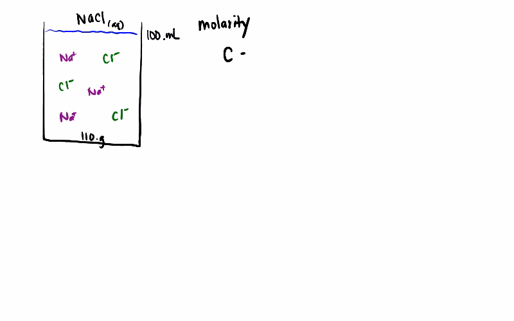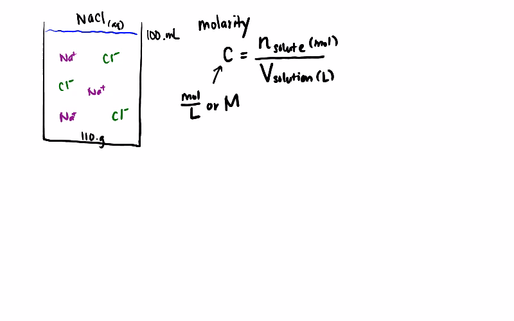The molarity of the solution has the symbol C. And what you do to calculate the molarity of the solution is you take the moles of solute and you divide it by the volume of the solution in liters. This will give you a concentration that has the unit moles per liter, which we also write in terms of big M.